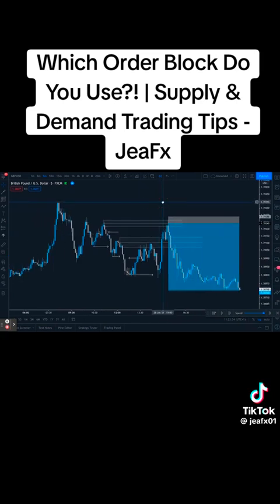So as you can see in this example, it came down to the imbalanced extreme zone. If we have an imbalanced extreme zone, this is going to be the high probability point to sell from.